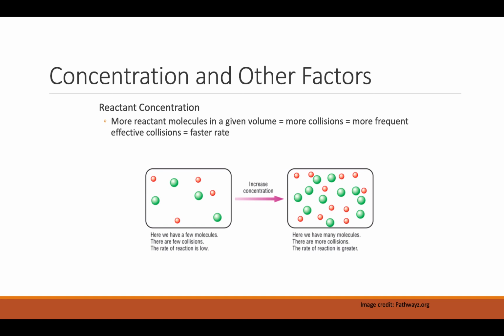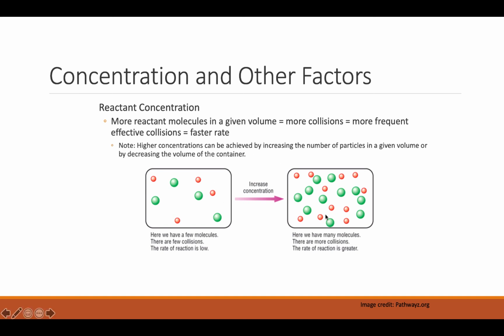Note that we can get to a higher concentration two ways. Here we've done it by adding more molecules to a given volume. We could have also taken this container and made it smaller with the same number of particles. That would also increase the concentration because while you're not changing the number of moles of reactant, you are decreasing the volume. So that's another way to get to a higher concentration.